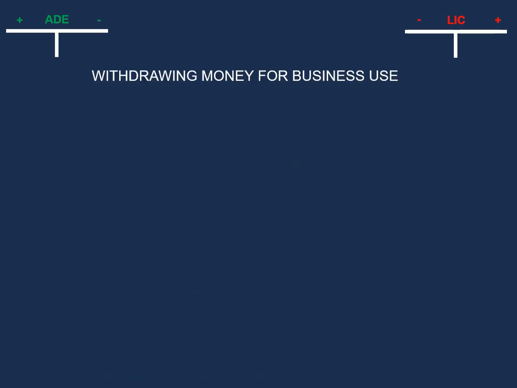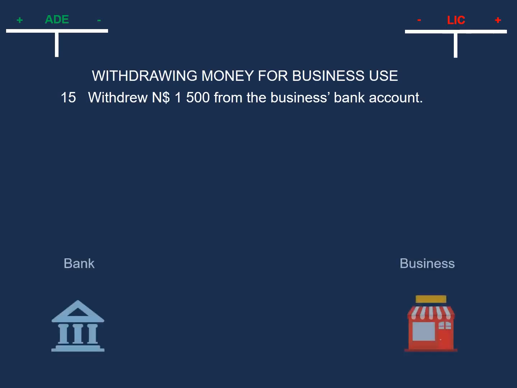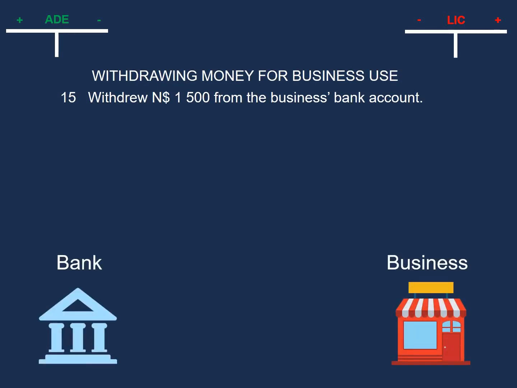Now let's have a look at withdrawing money for business use. On the 15th, withdraw 1,500 from the business's bank account. Now this is when the business withdraws money from its own bank account. And the two accounts here again are cash and bank.